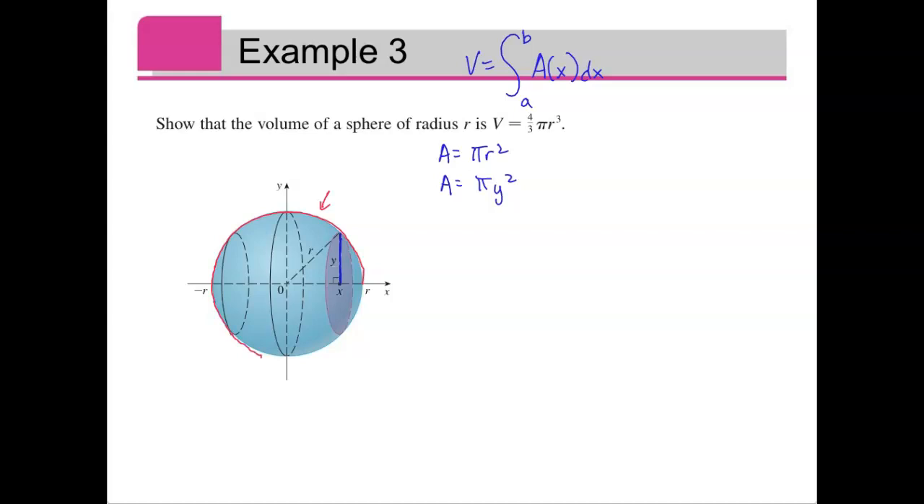What shape is this that I'm outlining? Do you guys remember the equation of a circle? X squared plus y squared equals r squared. That's only if it's not centered at 0. This is centered at 0. Now, we really only need the top half of that circle, right? So I'm going to isolate y. So y squared equals r squared minus x squared.